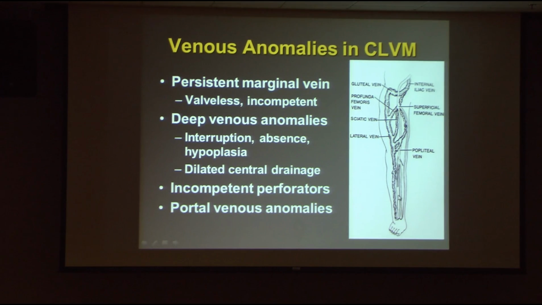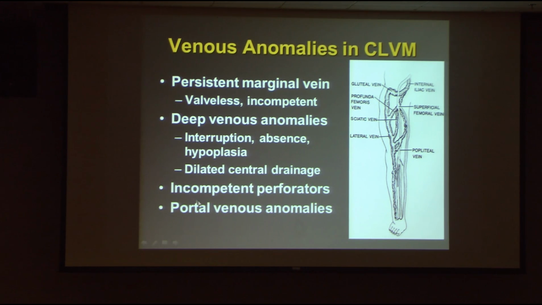Now, these venous anomalies are quite common too. In fact, Dr. Levitsky's done quite a bit of work describing the fact that even if they look fairly normal, they often don't have normal function. And so I've been really interested in the way they look, being an imager. But what we do see are interruption, absence, hypoplasia. I know Dr. Almar thinks they never actually absent, but sometimes segments of them are so small that they really don't function. Another anomaly we see quite commonly in the deep veins is the dilated central drainage.